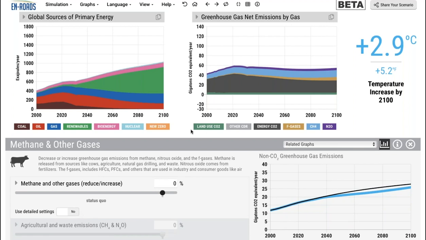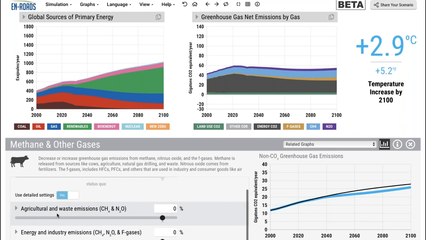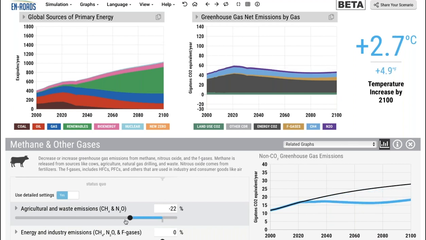So as I go under the three dots here for methane and other gases, I'm going to use detailed settings. And you see we have a slider here for agricultural and waste emissions. So this is just reducing the methane and nitrous oxide emissions that are tied up in our food system and also our waste and sewage system as we put food waste and all of the other kinds of waste we have into our landfills. It releases methane as it decomposes and that kind of thing.